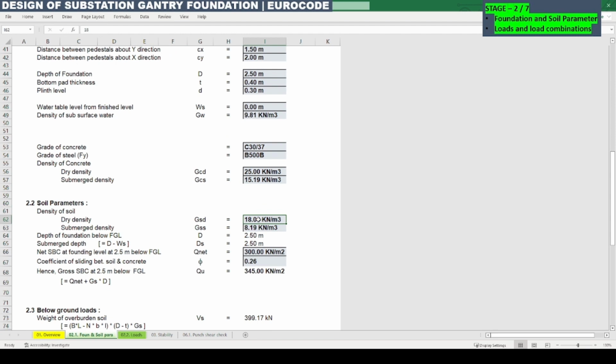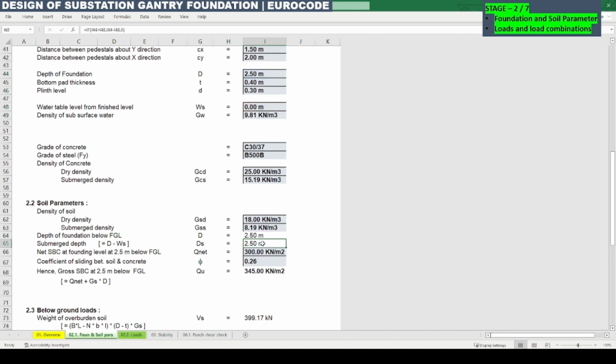Similarly for soil parameters, density of soil is 18 kilonewton per meter cube we are assuming, or as per soil report we need to consider, and submerged density, in that we need to deduct this 9.81, that is density of subsurface water. The depth we already consider as 2.5 meter, and submerged depth is D minus water table level. So water table level is 0, that is at finished ground level.